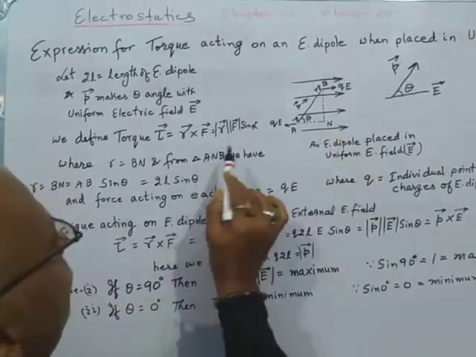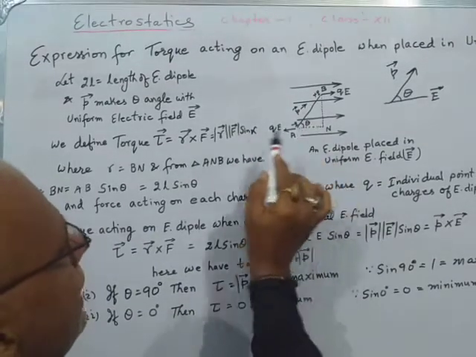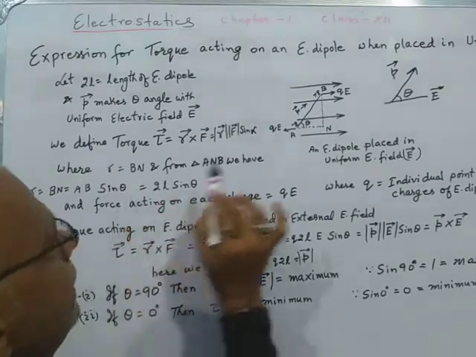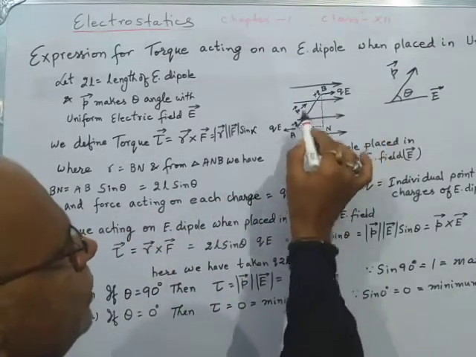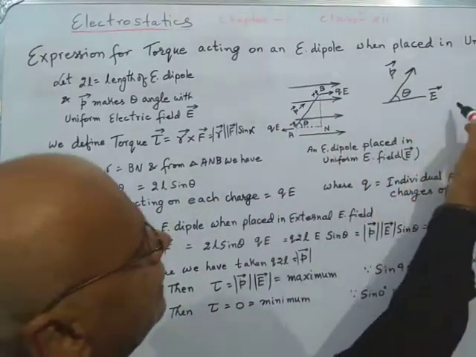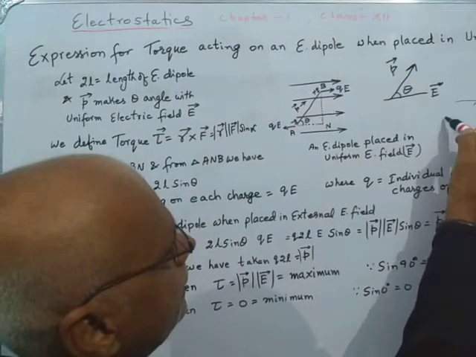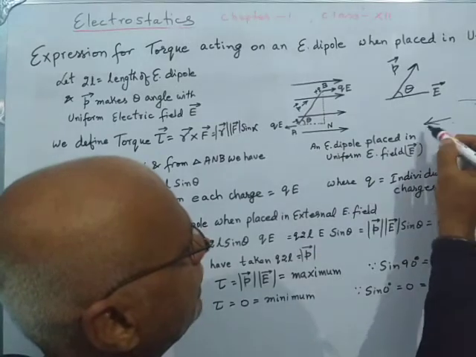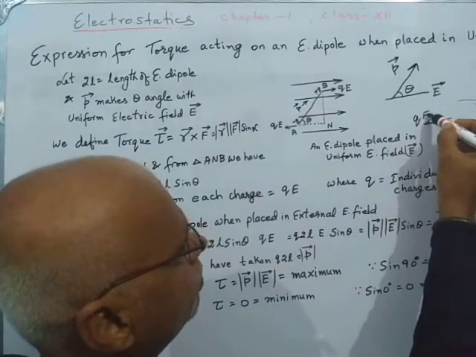Now we have to find the torque, so for that we must know the value of R and the value of F. What is the perpendicular distance between these two anti-parallel forces? These are anti-parallel forces, they have the same magnitude but opposite direction.